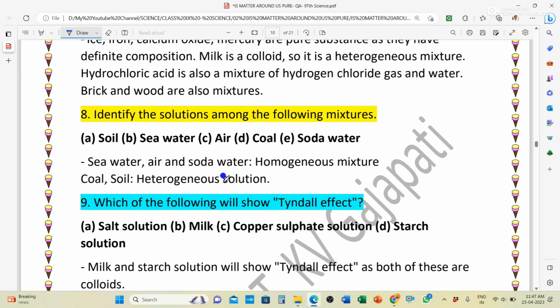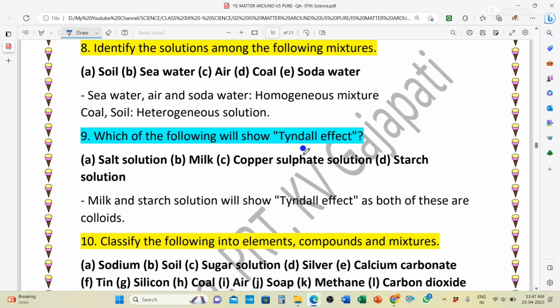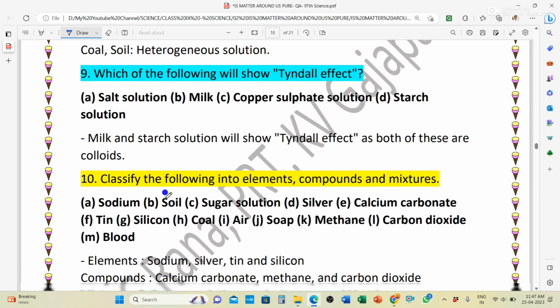Now, identify the solutions among the following mixtures: soil, seawater, air, coal, soda water. Seawater, air, and soda water are homogeneous mixtures. Coal and soil are heterogeneous mixtures. Which of the following will show the Tyndall effect? You know, colloidal solutions show the Tyndall effect. So here, milk and starch solution will show the Tyndall effect, as both of them are colloids.